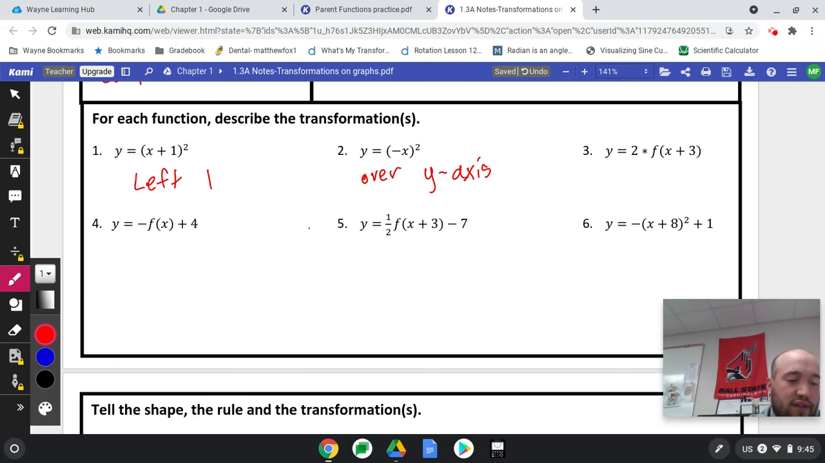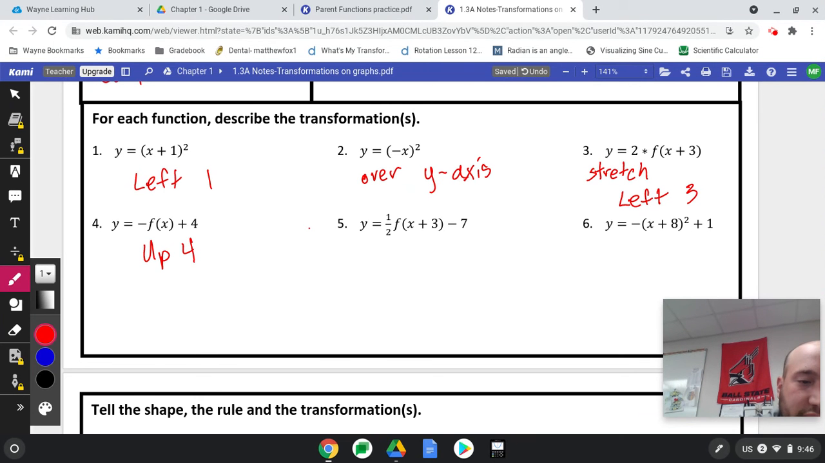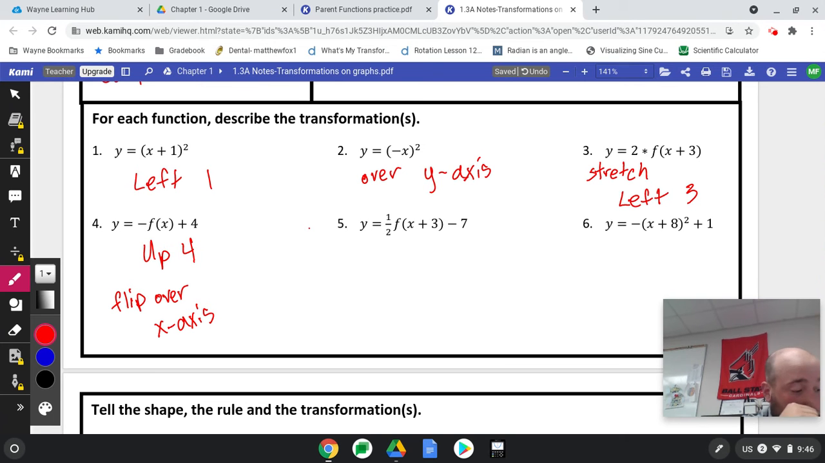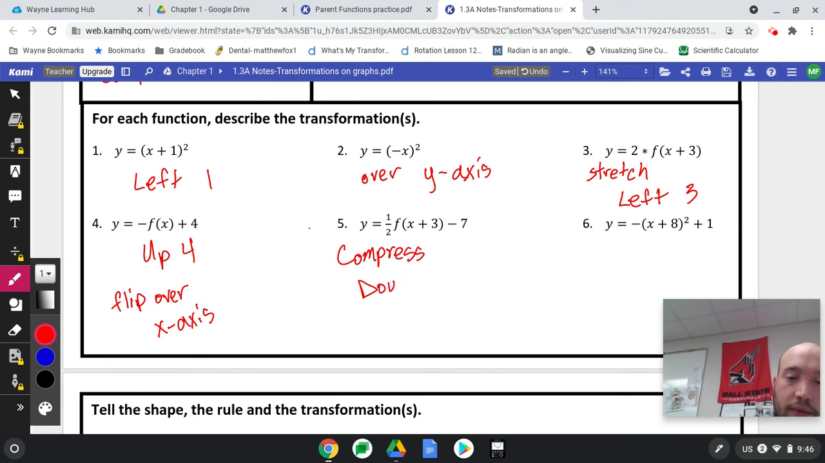Okay, number 3, several things are happening. It's going to stretch with a multiple of 2 there, and x plus 3 inside, so it's going to shift left 3. All right, number 4, it will move up 4 because of the plus 4 at the end, and it will flip over the x-axis. All right, number 5 will compress because of that 1/2. It will move down 7 and left 3.